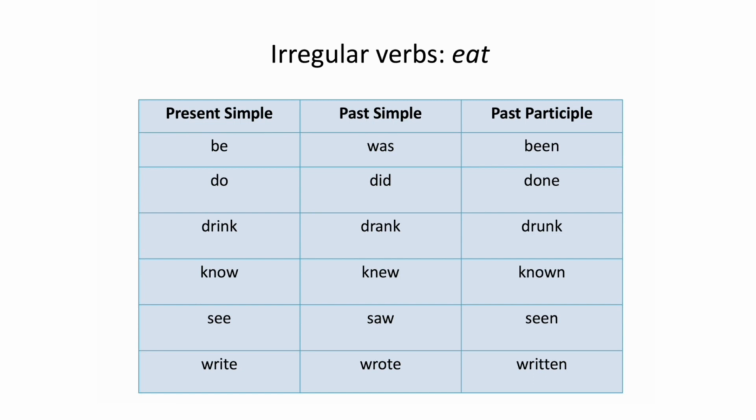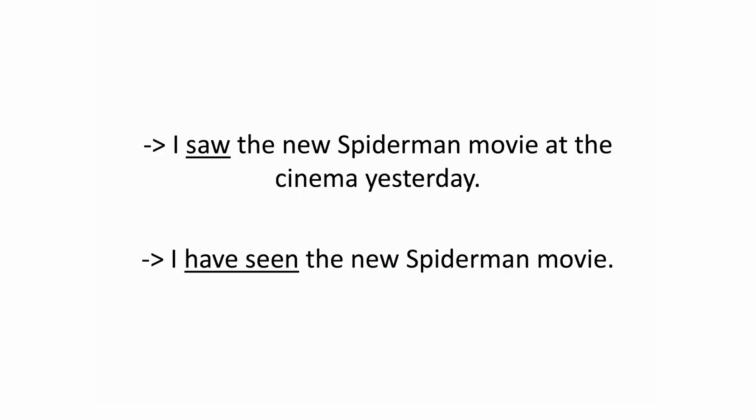Know, knew, known. See, saw, seen. Write, wrote, written. For example, I saw the new Spider-Man movie at the cinema yesterday. This is a specific, one-time action at a specific point in the past. Therefore, we use the past simple.